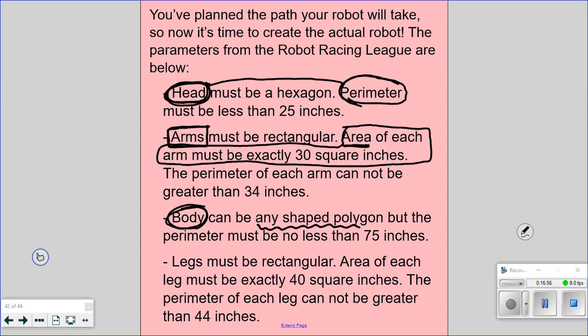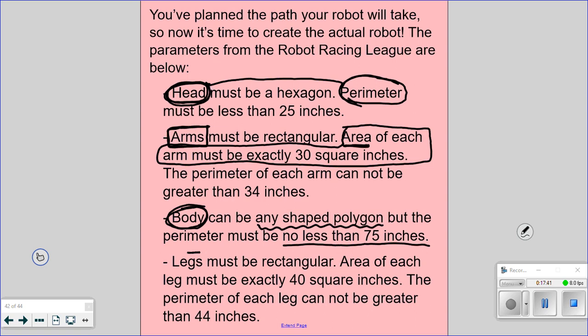Any shaped polygon. Could it be a triangle? Yes. Could it be a trapezoid? Yes. It could technically be a circle, but I don't recommend a circle because it's going to be really hard to count the perimeter. A polygon is any shape as long as it is completely closed. There are no holes in it. Could it be a square? Yeah. A rectangle? Yeah. Any shape. No less than 75 inches means 75 or more. It's going to be big. That's a robot.